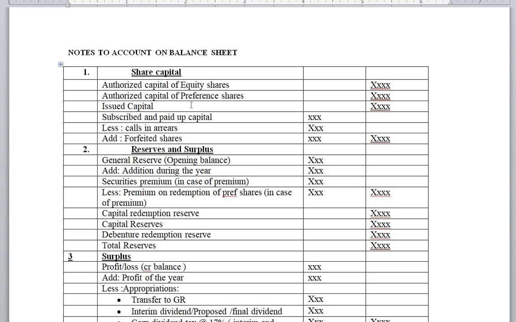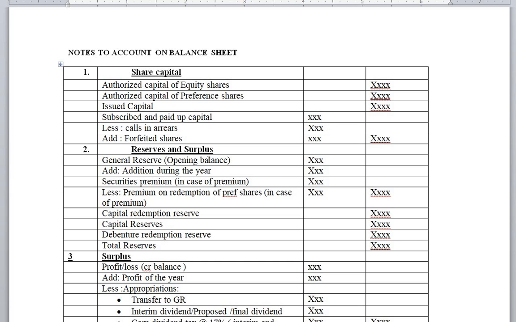Secondly, if there is preference share capital given in the question, write the amount of authorized capital and give a double line, and there will be issued capital as well. So write the amount of issued capital and also give a double line. In case of subscribed or paid up capital, in some questions you will find calls in arrears or forfeited shares. If there are any adjustments given in the question, you have to write the total amount of paid up capital in the inner column, and you have to subtract the calls in arrears if given in the question.